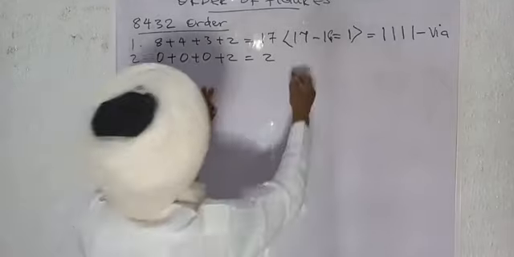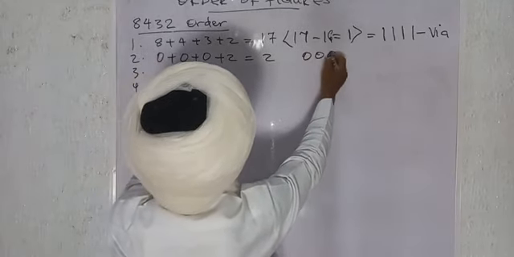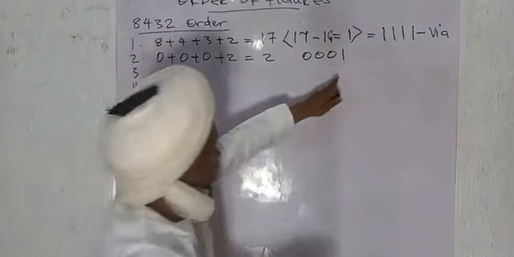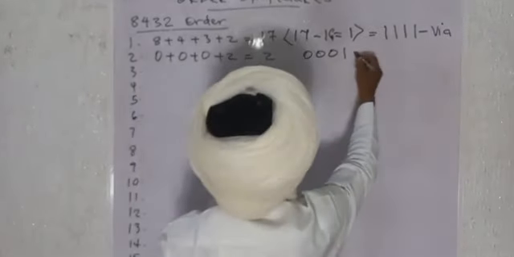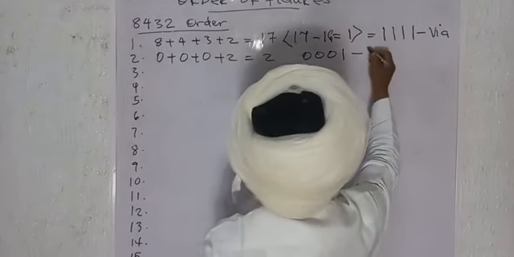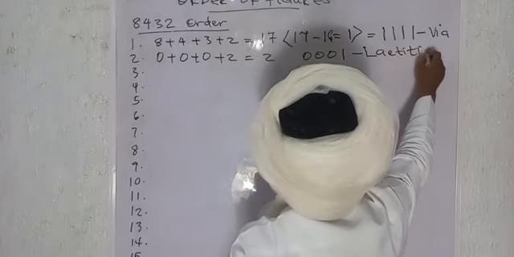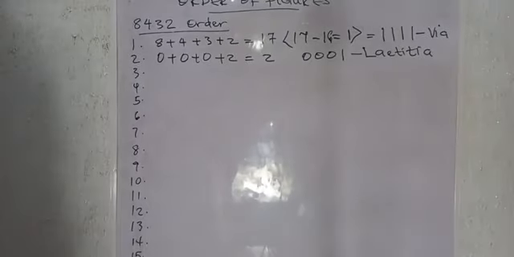So in that case, the figure will be 0, 0, 0, 1. If you are using a particular level, you put it 1. If you are not using it, you zero it. So what is the name of this figure? Lechichia happens to be the second figure in that order.